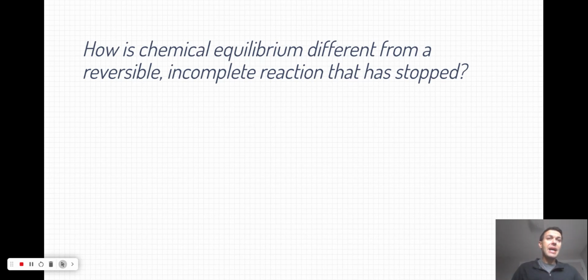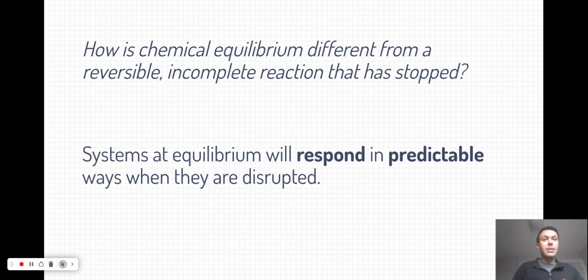So how can we tell the difference between a system that is indeed at equilibrium versus a system that has just stopped occurring and is an incomplete reaction? The answer is that systems at equilibrium will respond in predictable qualitative and quantitative ways when they are disrupted.